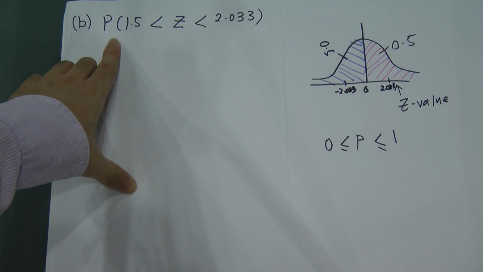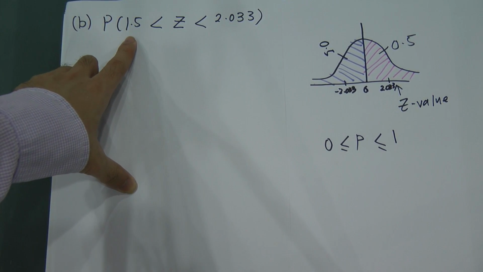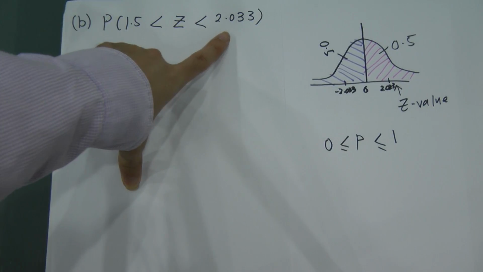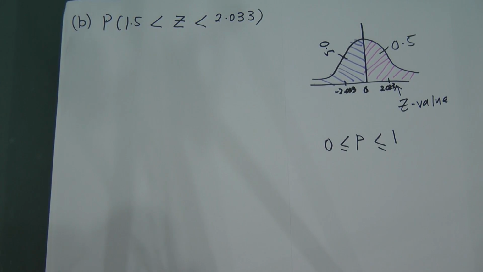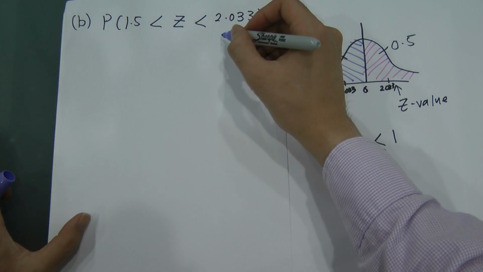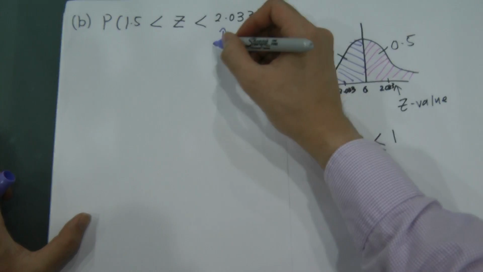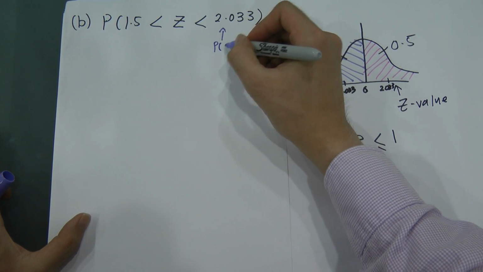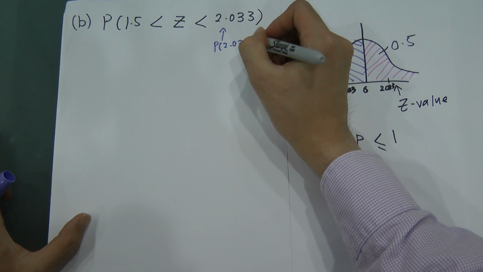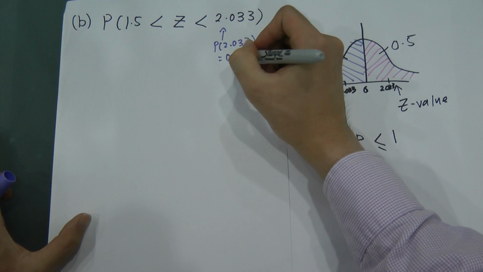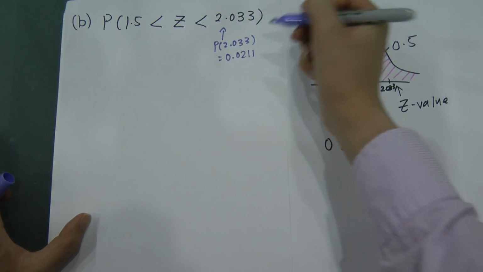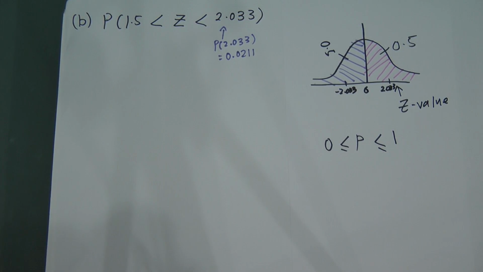He asks you to find the probability z is between 1.5 to 2.033. Okay, for 2.033, just now we got the probability value. Probability value for 2.033 is what? It's 0.0211.